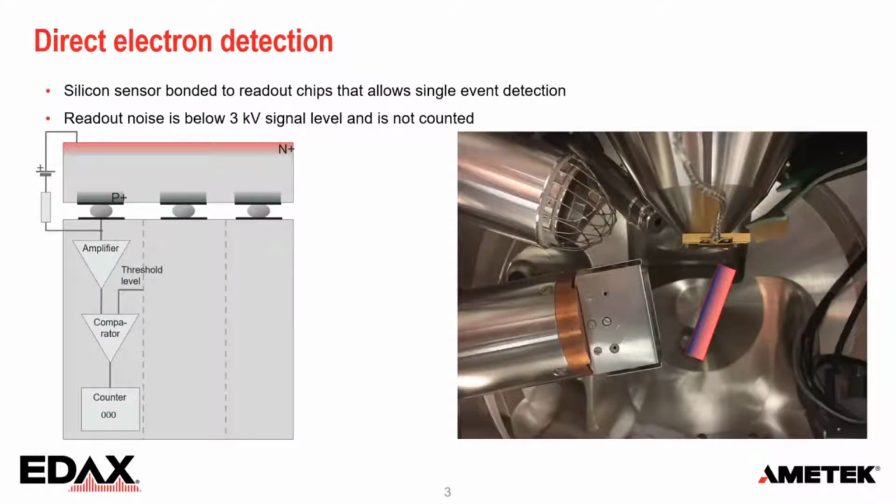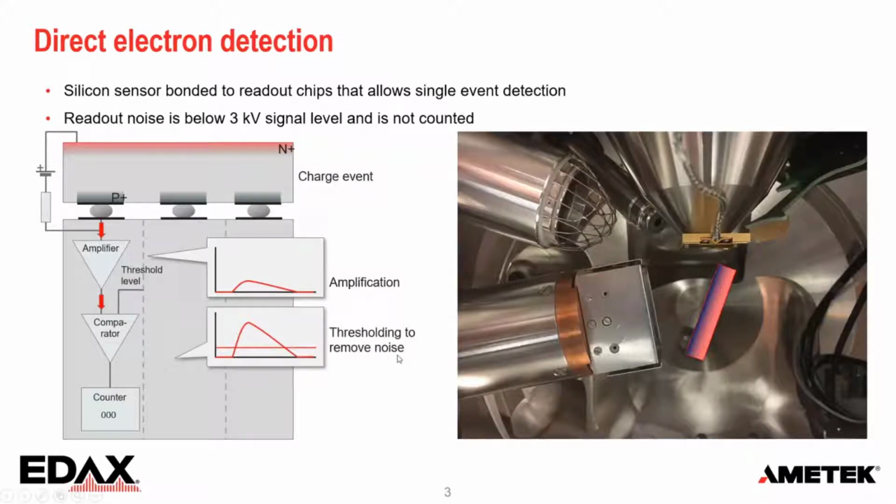Now, this is what it looks like. Here on the right-hand side, you have the EBSD detector close to a sample. The sample is indicated here at 70-degree tilt. And here on the left side is a little schematic of how this detector actually works. When an electron hits the top sensor, there's a bias voltage over it. It will pull the charge into a pixel, goes into an amplifier, and then we remove some noise, and then we can count it.